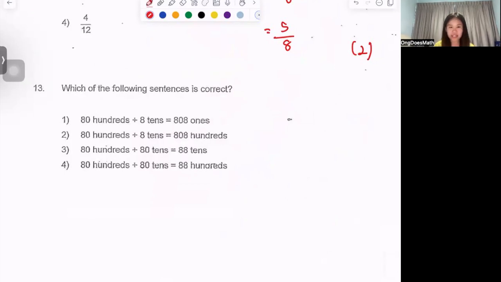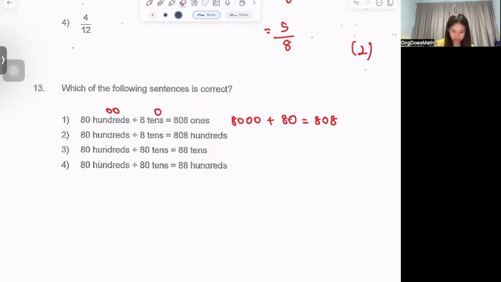First one says 80 hundreds plus 8 tens equals 808 ones. Is this true? So what's 80 hundreds? Before we find out what's 80 hundreds, what is 100? 100 has how many zeros? 100 has 2 zeros, and tens has 1 zero. So 80 hundreds just means 80 with another 2 zeros plus 8 tens, which is 8 plus another 0, goes to 808 ones. Ones just means 1, so there's no 0 at the back.